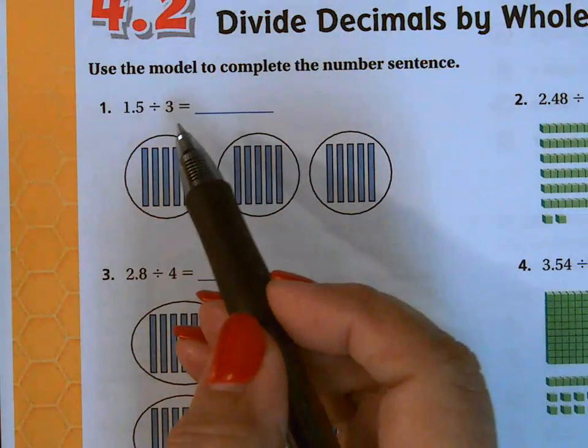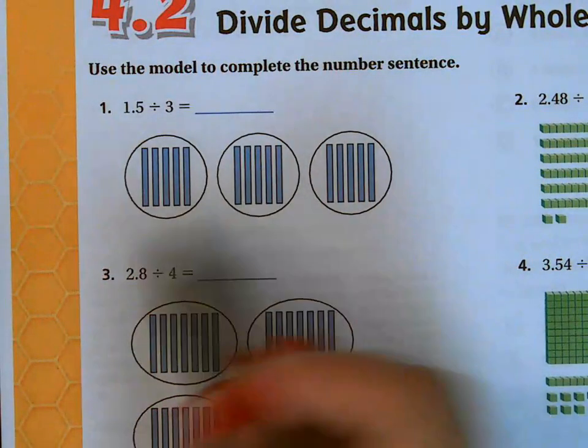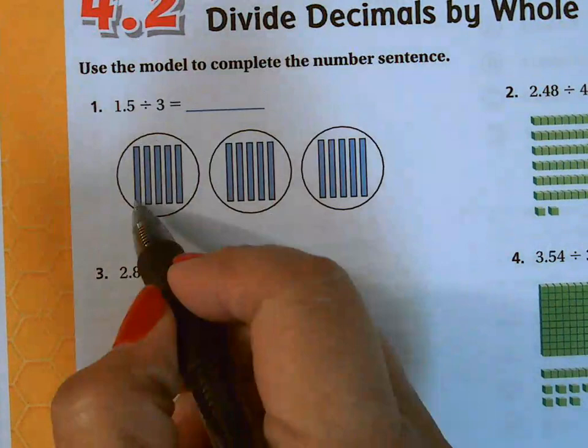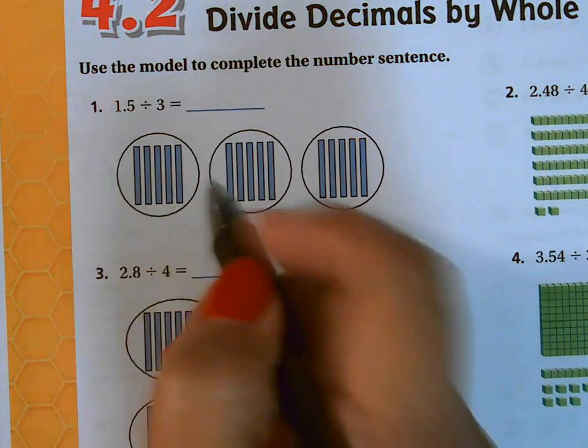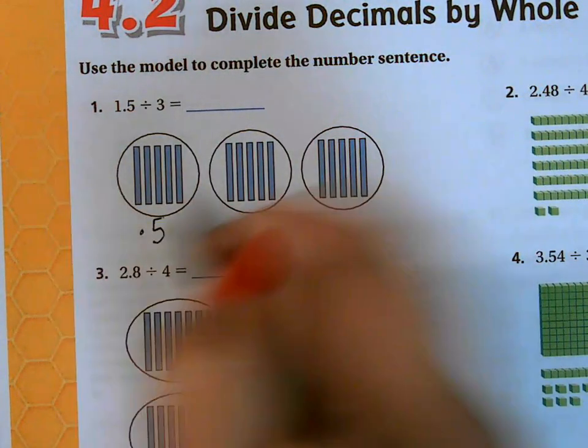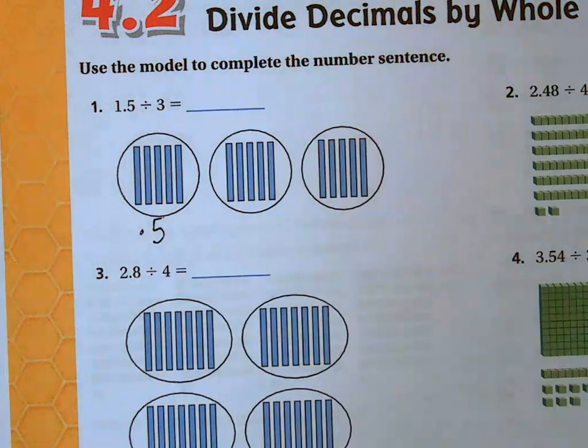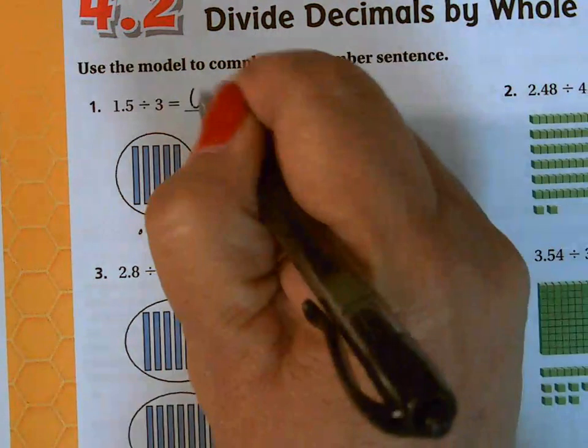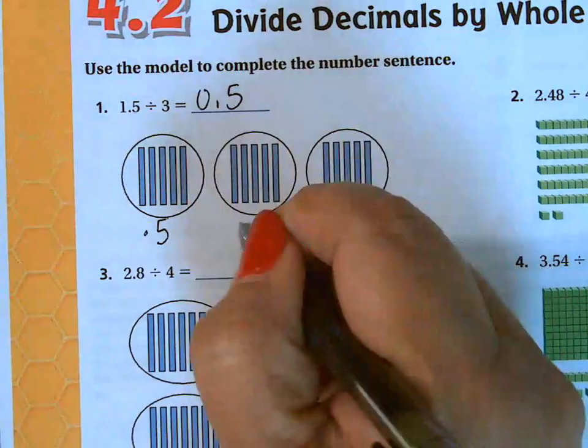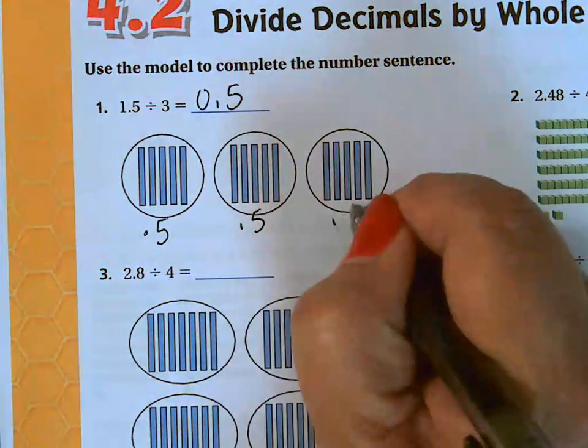And remember, to get the quotient, we were looking to see how much we have in each of the groups. So this is 1, 2, 3, 4, 5. So now I know that the quotient will be 5/10. So each one of these has 5/10.